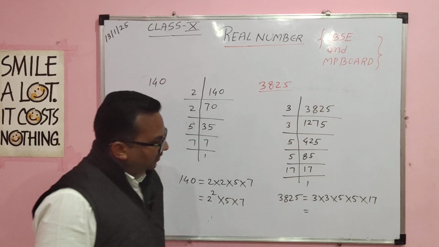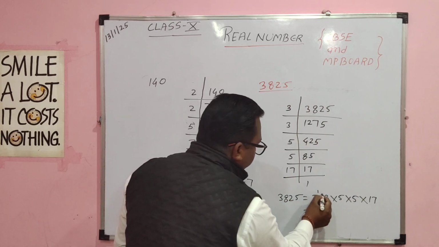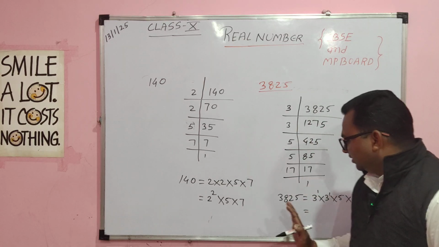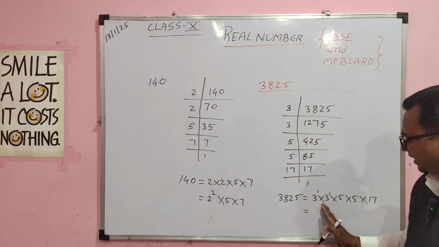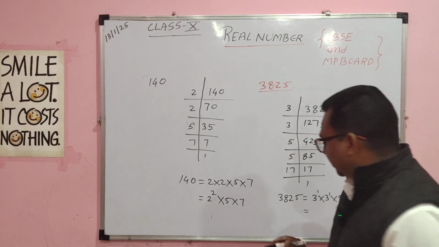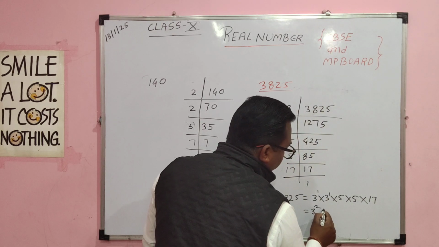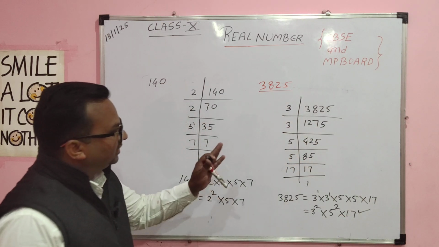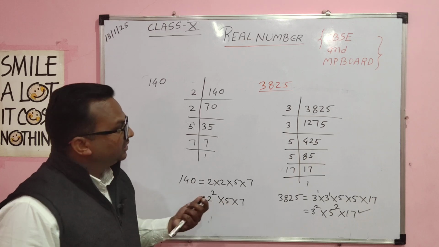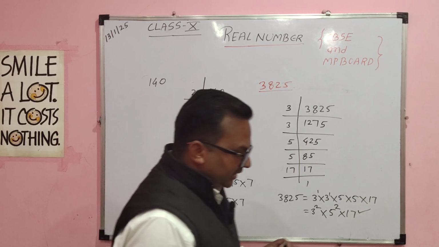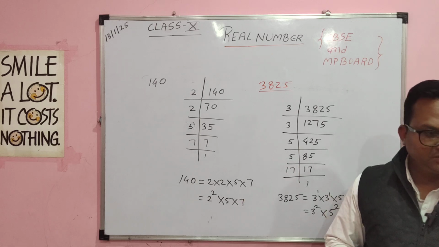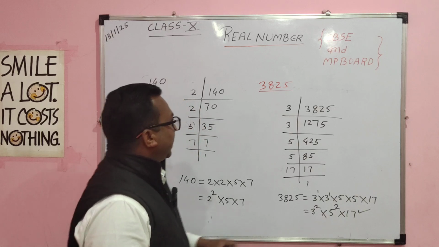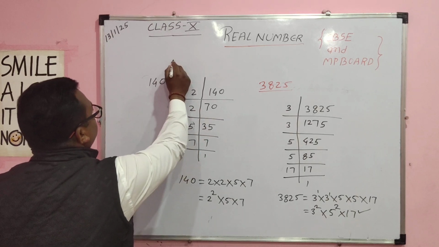So here the power of 3 is 1 plus 1, and you understand in our exponents concept that when multiplying, the powers are added. Clear na? So 3 to the power 2 multiply 5 to the power 2 multiply 17. So that is the answer, the prime factors of 3825. In this type we solve more questions for prime factors. Understand or not? Firstly, pick up the concept of how to solve prime factors.